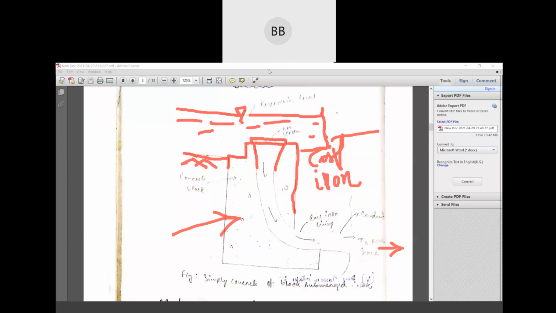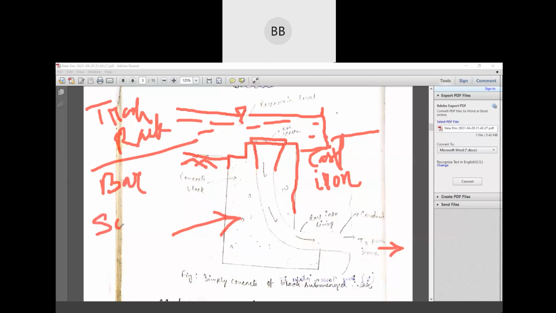Sir, what is the top part below the reservoir level? This is the bar screen, like a trash rack. Or you can write bar screen. It means it's a screen just to screen those floating materials to avoid entering into the tunnel. Same function as a trash rack.